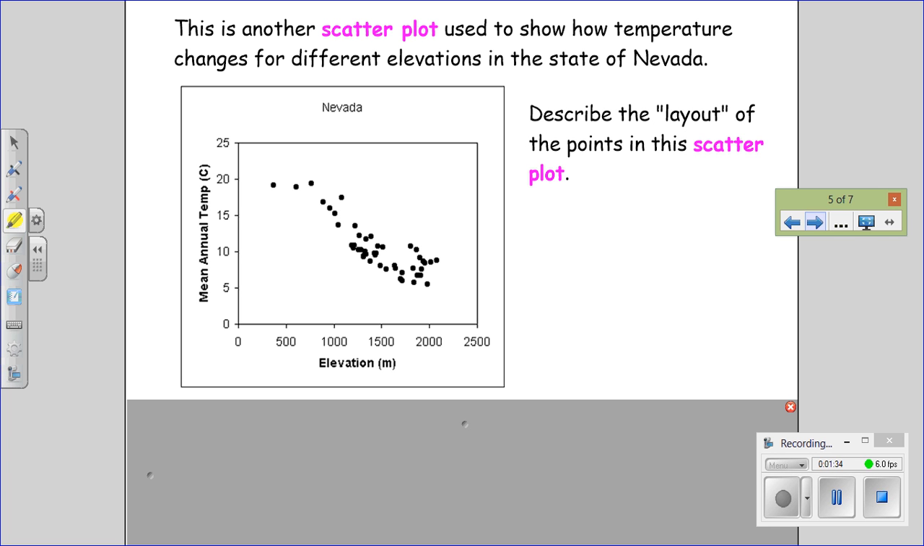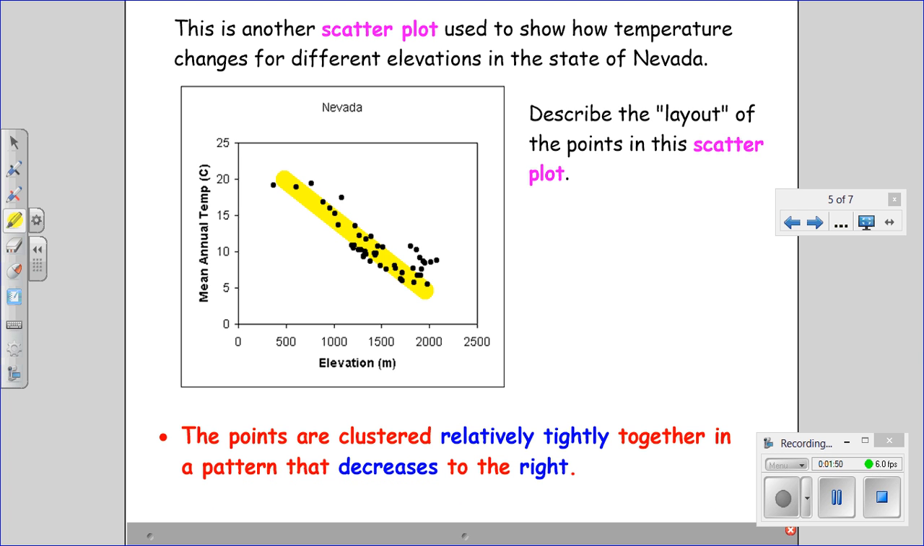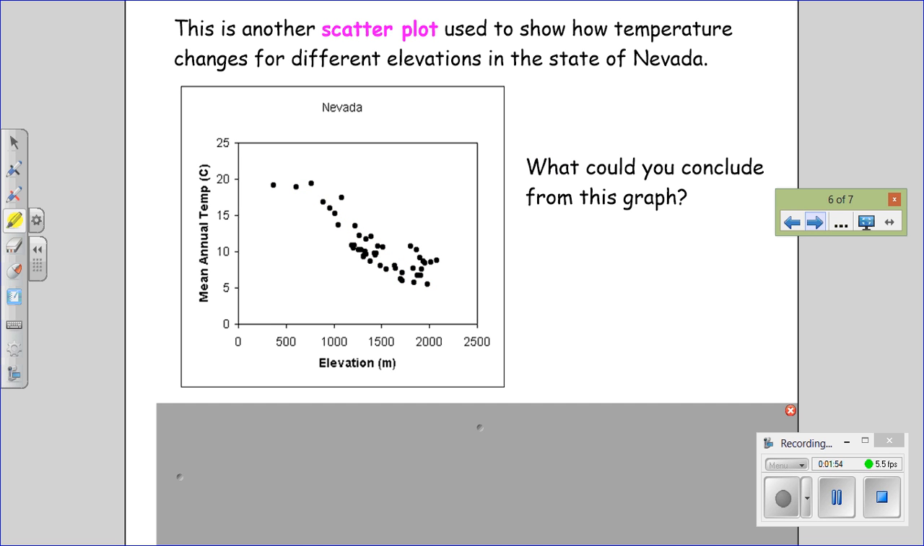Another scatter plot that you can see on your screen here shows the temperature changes for different elevations in the state of Nevada. What's the layout of these points? Well, they're not quite as tightly clustered together as the last one, but they are decreasing to the right. And they are still relatively close to one another.